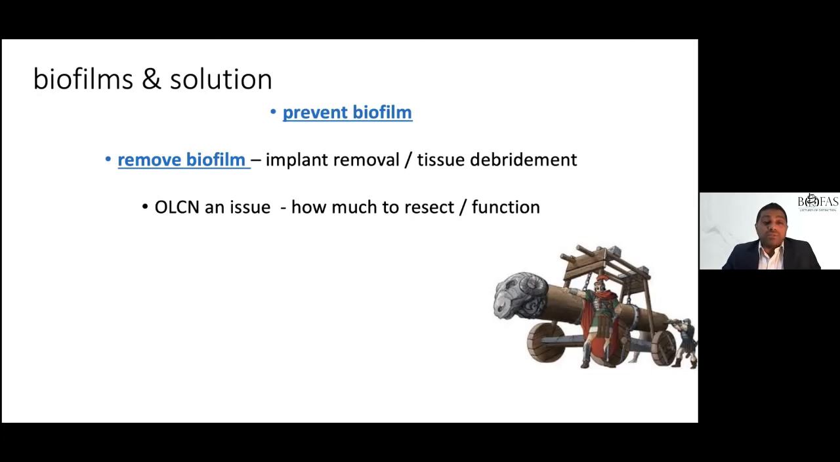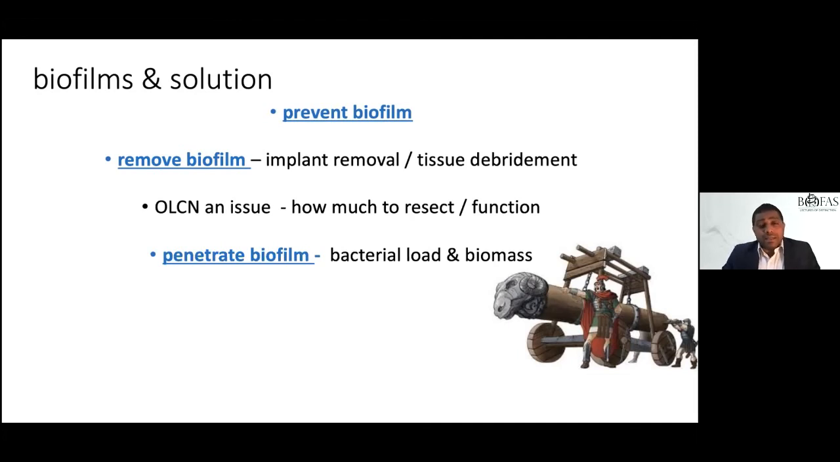But the problem is that if you have got bone infection, how much do you resect? If you resect more, you get better control of infection. But if you resect more, there's little function, or no function because you've taken too much off. And we all know amputations are a good thing. All that gives you excellent disease control.